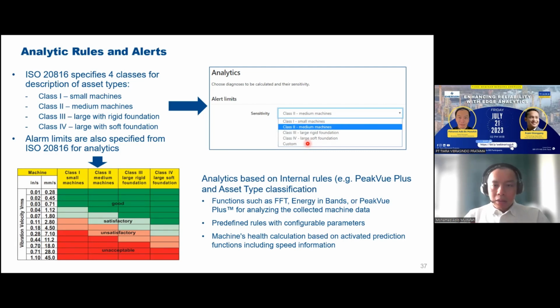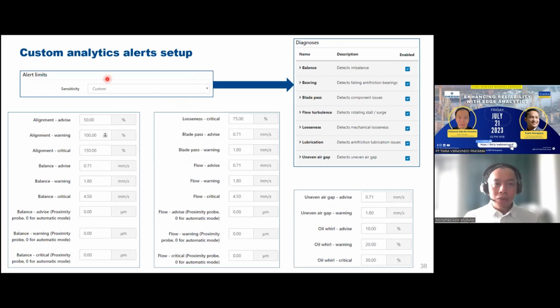And the diagnostic rules, the analytics will be implemented based on the alarms, right? So if you set it up as class 2, the alarms based on class 2 will be triggered and so on. That is the whole idea of the diagnostics or the analytics that we have within our asset monitor. As I mentioned earlier, you can set up the alert limits first, either custom or based on ISO, it's up to you. And then all these diagnostics will be triggered based on the alarms.